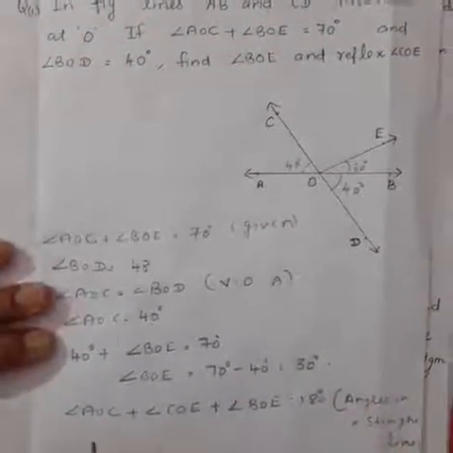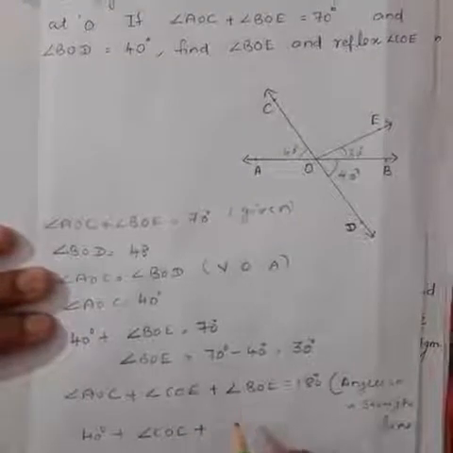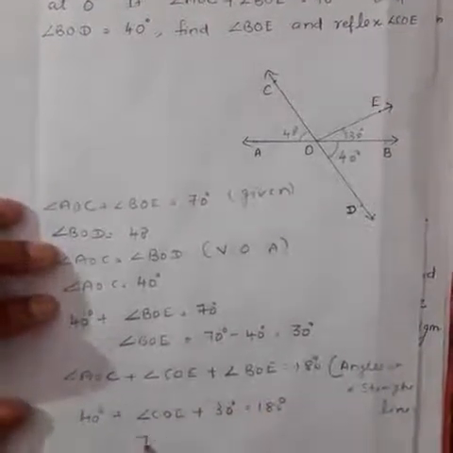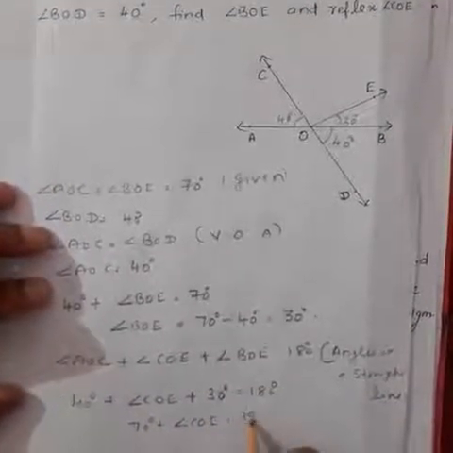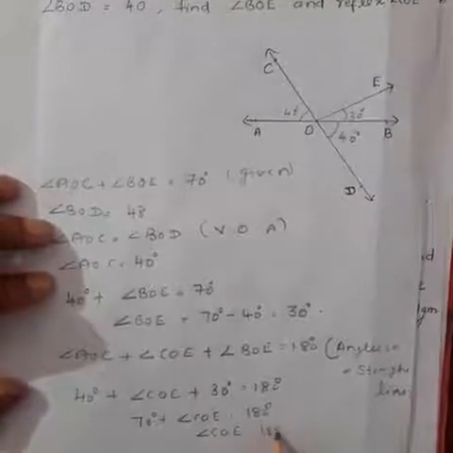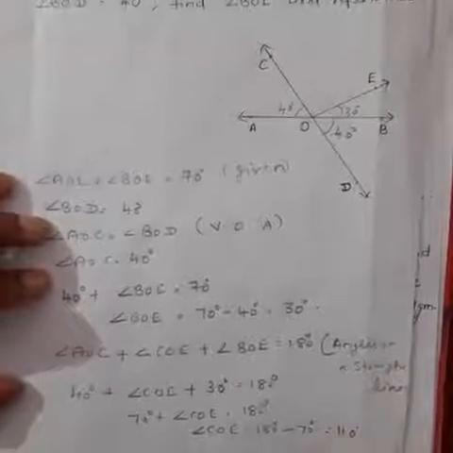AOC, put the values here. AOC is equal to 40 degrees. Angle COE you have to find out. Angle BOE is equal to 30 degrees. That is equal to 180 degrees. That is 70 degrees plus angle COE is equal to 180 degrees. So, angle COE is equal to 180 degrees minus 70 degrees, that is equal to 110 degrees.